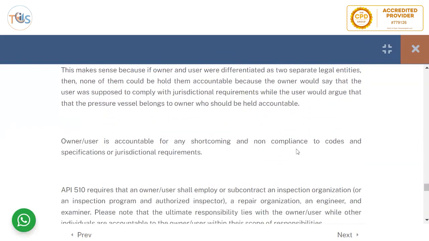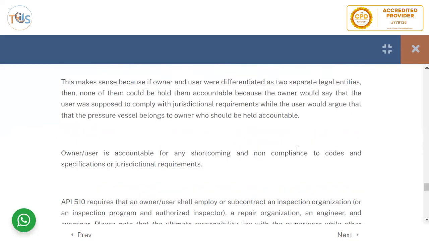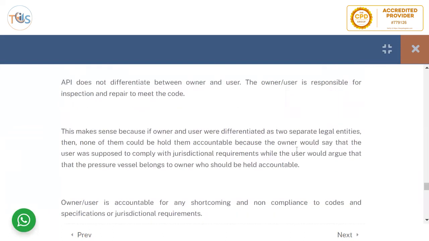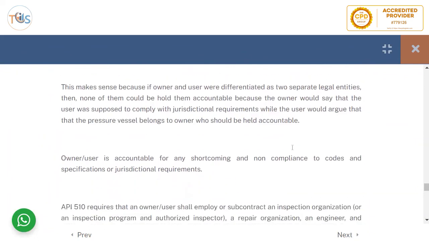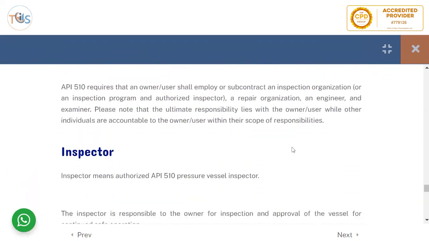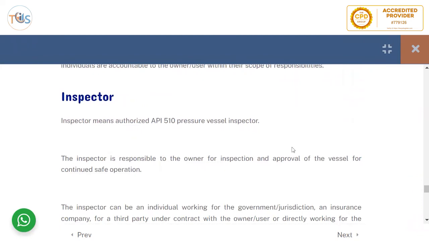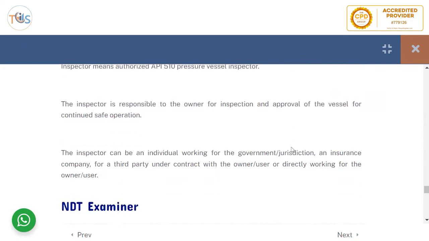They are responsible for operation, maintenance, repair, and code compliance, everything. Now the owner might employ or subcontract an API inspector or an inspection agency who reports to the owner. Inspector means an API 510 authorized pressure vessel inspector, who is responsible to the owner for inspection and approval of the vessel for continued safe operation. So the inspector will certify that it's safe. The inspector is responsible to the owner, but the ultimate responsibility lies with the owner.